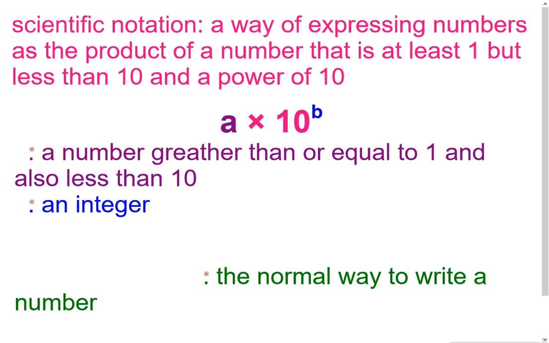Well, scientific notation, the way I look at it, is right here. So A is going to be a number that's between 1 and 10. It can be 1, but it cannot be 10. And B is going to be an integer. So that's what I have right here. Our A value is that number that's greater than or equal to 1 and less than 10. And here, that's the B value, which is our integer.